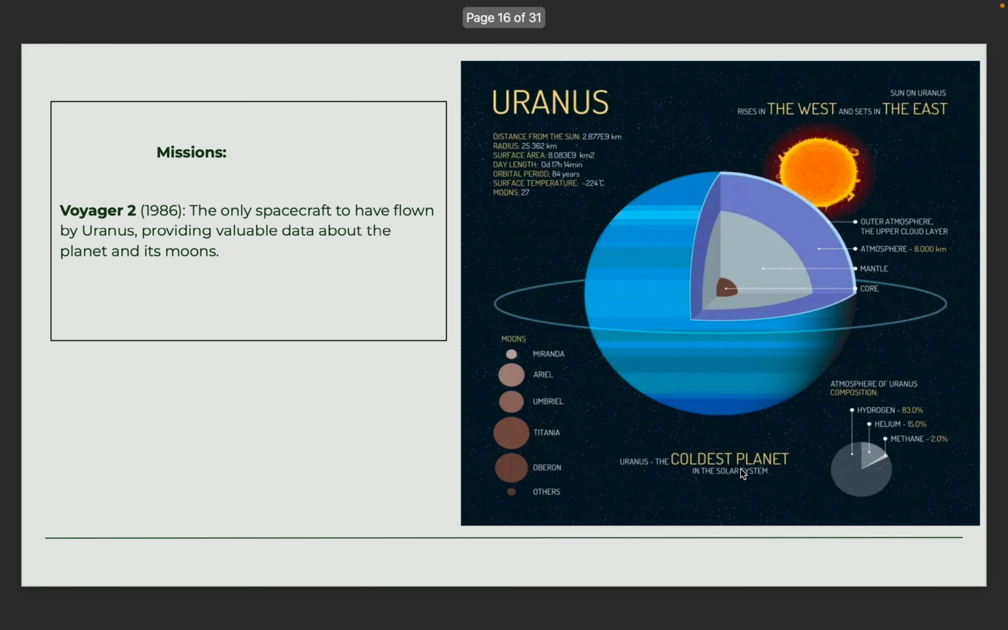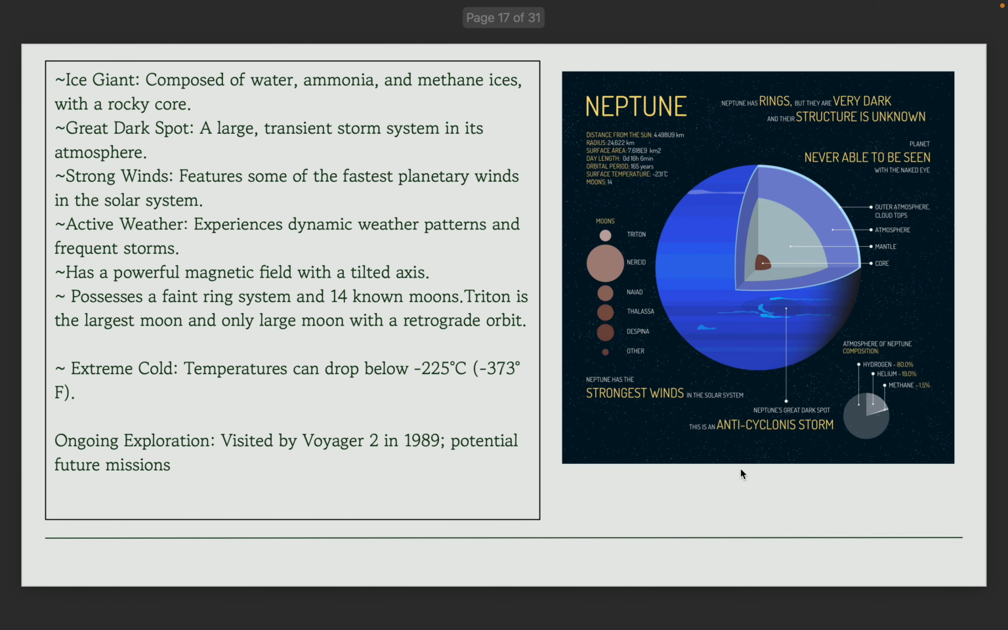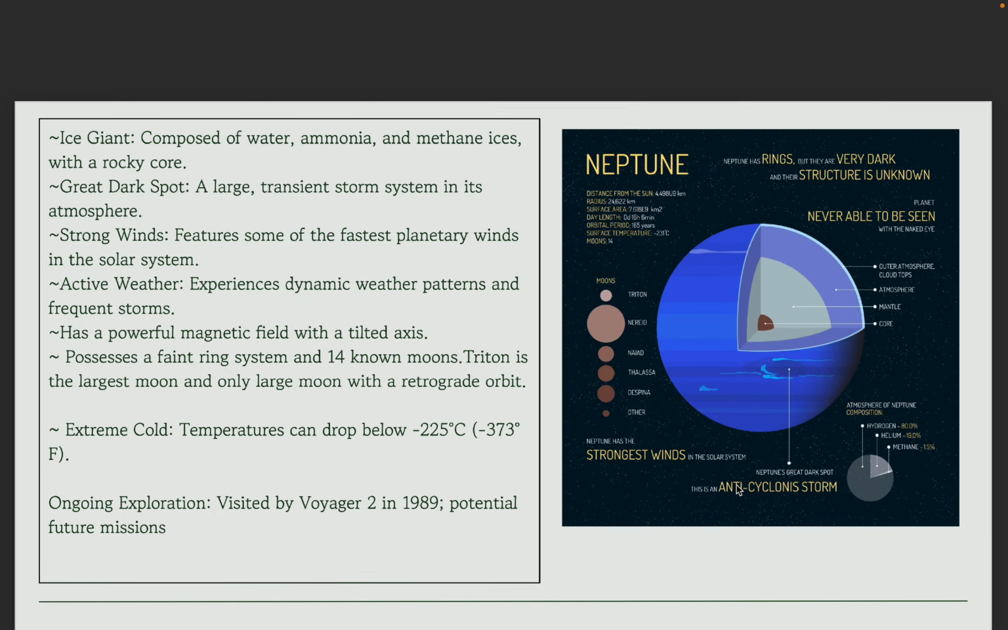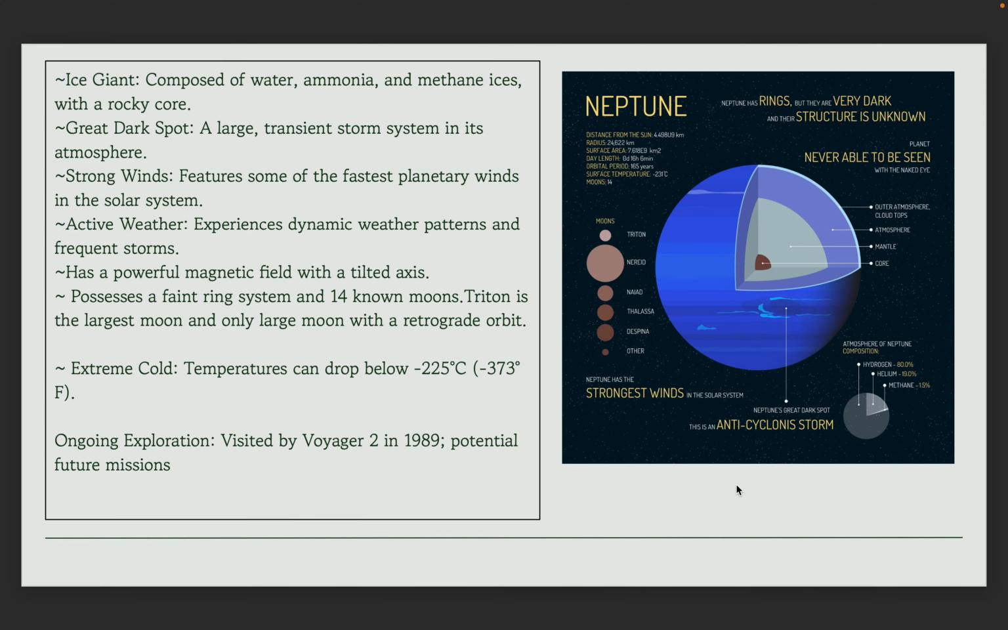Now it comes to Neptune. Neptune has a radius of about 25,000 kilometers, approximately the same size as Uranus. It has a day length of about 16 hours 6 minutes. It orbits the sun in 165 years.